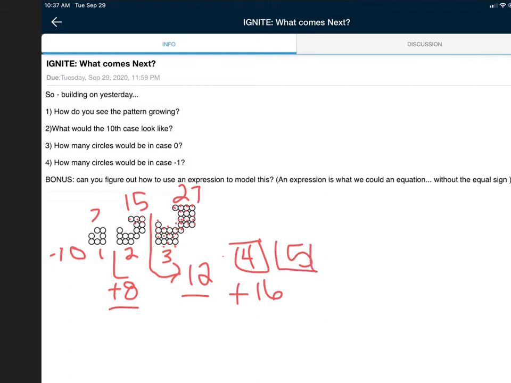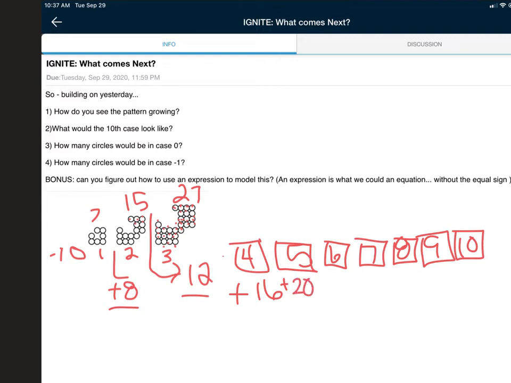And then case 5, I'm going to do this. The cases are in squares, 6, 7, 8, 9, and 10. So this one is tricky. So 16, and then for case 5, I would have to add 20 to whatever's in case 4, right? And then I would have to add 24, and then add 28, and then add 32 plus 36, and then plus 40.